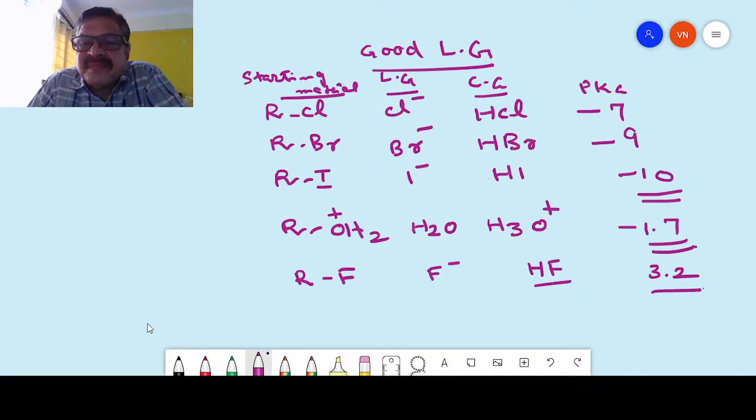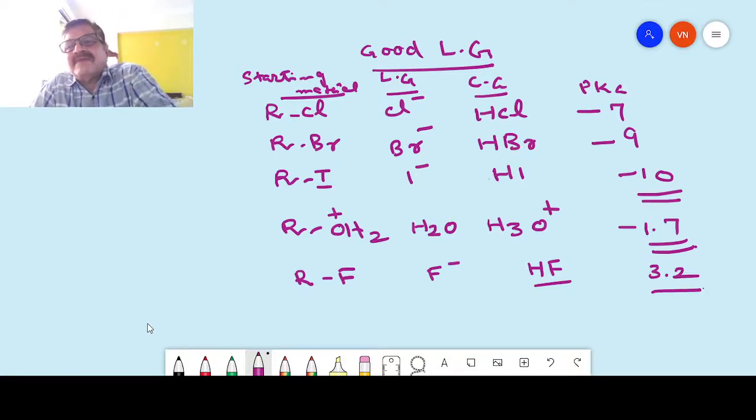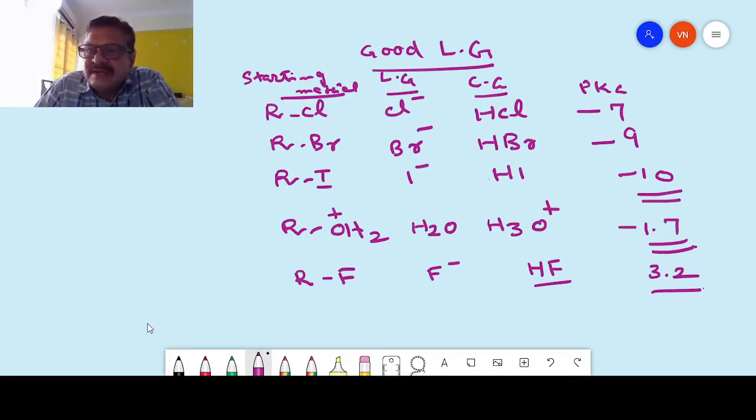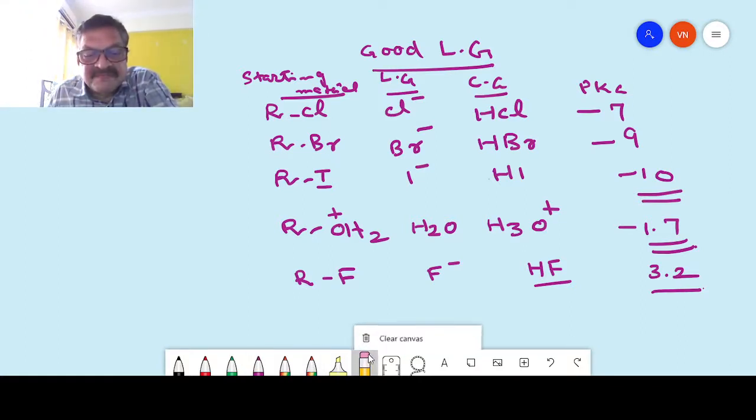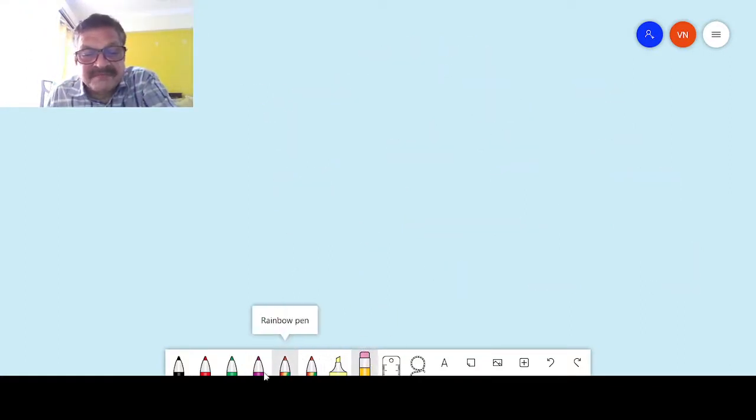So the equilibrium will favor the formation of the products in a nucleophilic substitution when the leaving group is a weaker base compared to the nucleophile. When the leaving group is a weaker base compared to the nucleophile, the equilibrium will favor the formation of the products. Now I'll give you a question. Tell me whether it will favor the formation of the products or not.